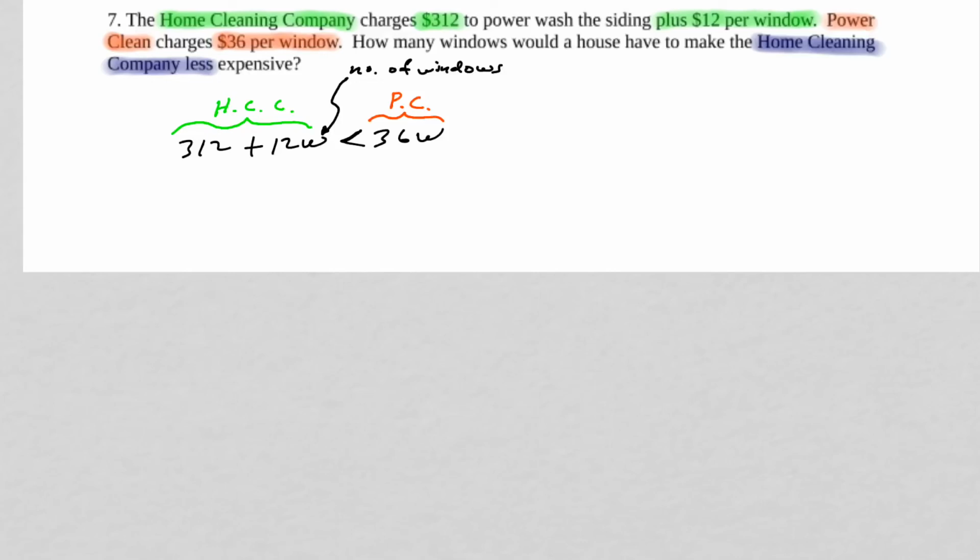So again, we need to get the terms containing W on the same side. So we're going to subtract 12W on each side of our inequality. And that's going to give us, well, on the left-hand side, the 12W minus 12W, that's 0, that cancels out. So all I have left on the left-hand side is 312. And what I have on the right side of my inequality is 36W minus 12W. That would be 24W.